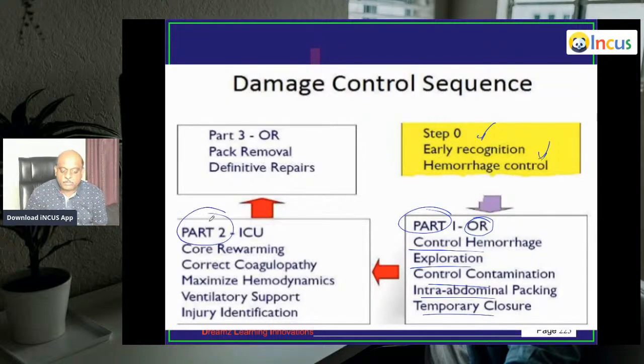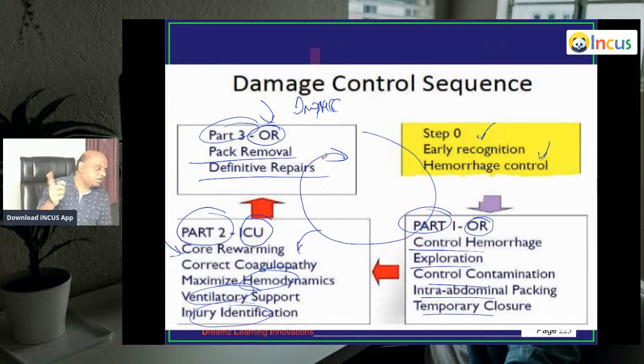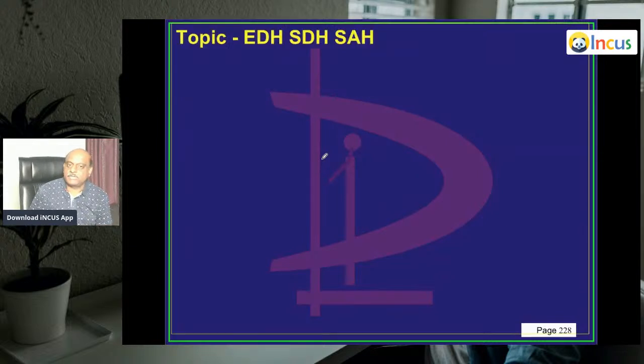Then part two, this is what the examiner is asking, an important MCQ. In the ICU, you have to do core rewarming, correct coagulopathy, maximize hemodynamics, give ventilatory support and identify injuries. Then part three is once more done in the operating room: pack removal and definitive repair should be done. So this is the sequence of damage control on which the examiner is once more going to ask you a question in NEET PG 2021. The control of the active hemorrhage and the contamination is part of which stage? Typically part one, stage one.